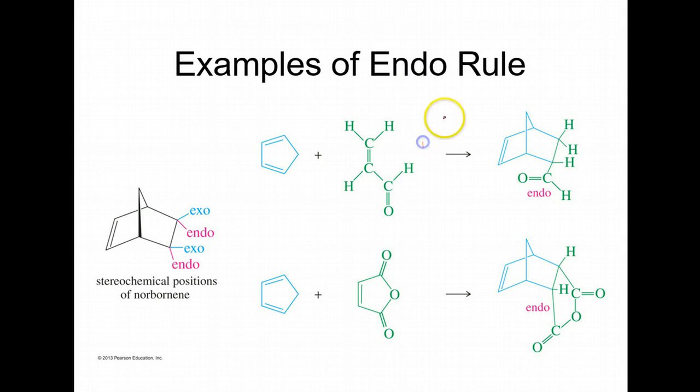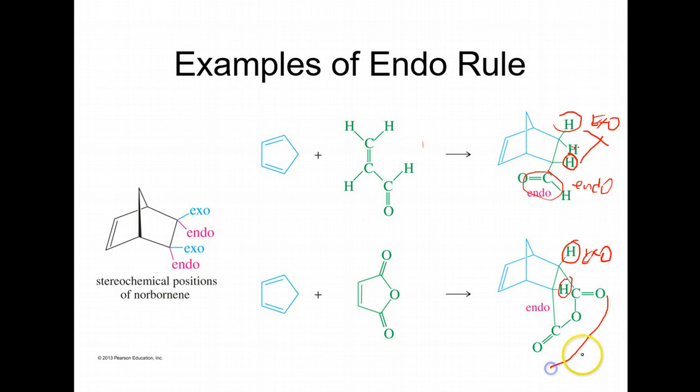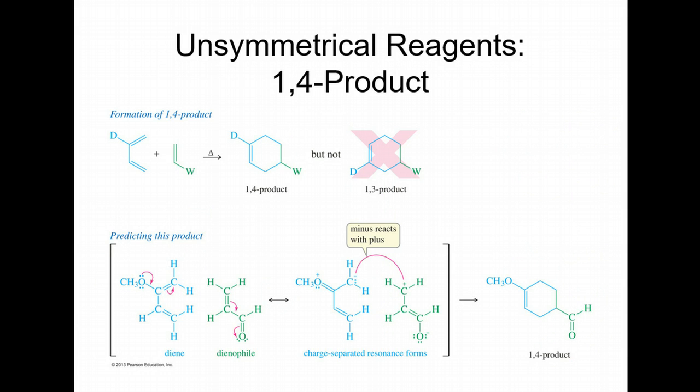Okay, so remember, this hydrogen and this hydrogen are in the exo position. Right? This one right here and this group right here are in the endo position. Same thing here. This hydrogen and this hydrogen are the exo. This whole entire group down here is in the endo, because you get that secondary overlap.